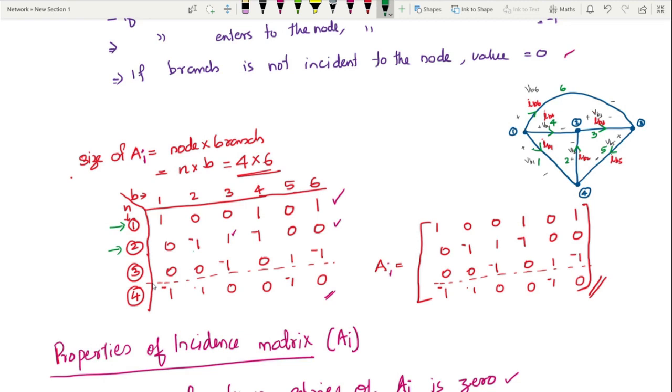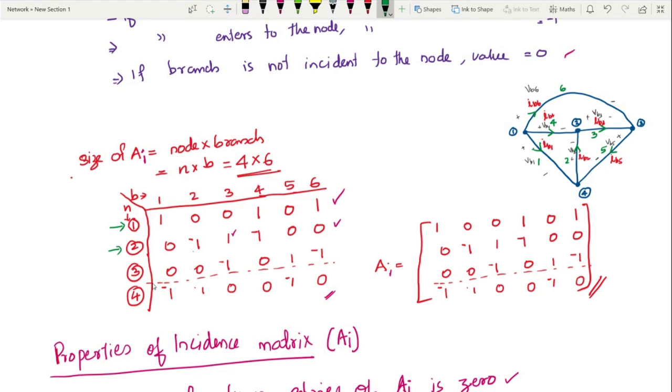Similarly, when we consider node 3, I5 is leaving away, so its coefficient is +1. I3 and I6 are incoming, so their sign is -1, and all other entries are zeros. Similarly, when we consider node 4, here I5 and I1 are incoming.